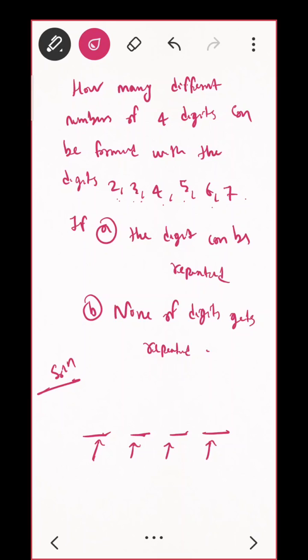Good. Can you do question number B, the second part? So here for the first one we are having six choices. So I put one of them here. What about this one? Five. Everyone, do you agree? Because this cannot be the same as this, so there are only five choices. What about this? There are only four choices. Then only three choices. Good. Do you see that? How easy it is?